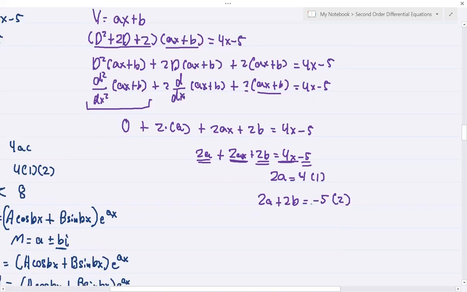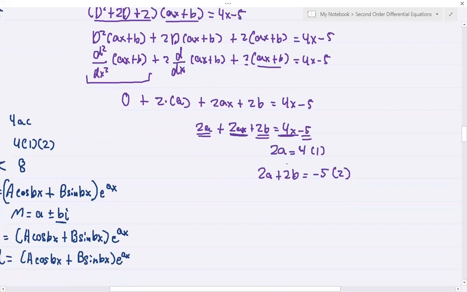Now, let's find your a and your b. This one is actually easy. If you're going to find your a, base it here. So we have 2a is equal to 4. Divide both sides by 2, and we will have a is equal to 2. So it's easy. That's your a. Your a is equal to 2.